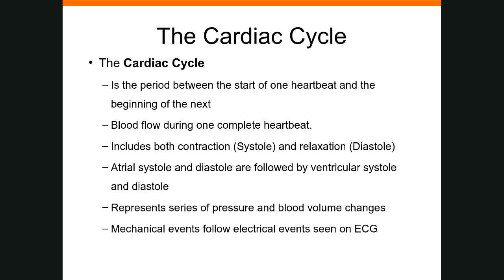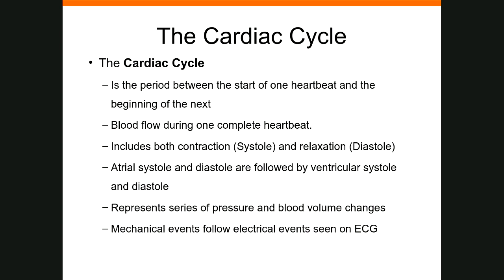So in general, the cardiac cycle is the period between the start of one heartbeat and the beginning of the next, the blood flow during one complete heartbeat. This includes contraction, which we call systole, and relaxation, diastole. Atrial systole and diastole are followed by ventricular systole and diastole. It represents a series of pressure and blood volume changes, and mechanical events follow the electrical events as we have seen on the ECG.